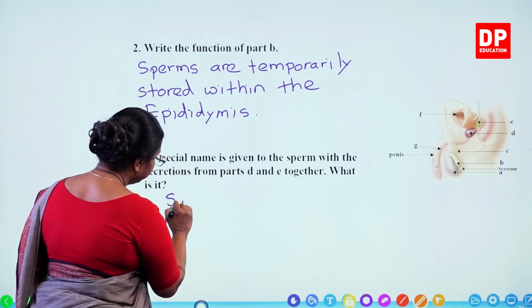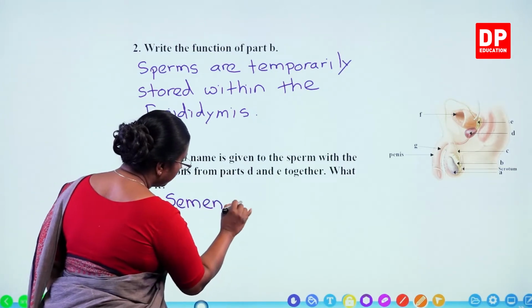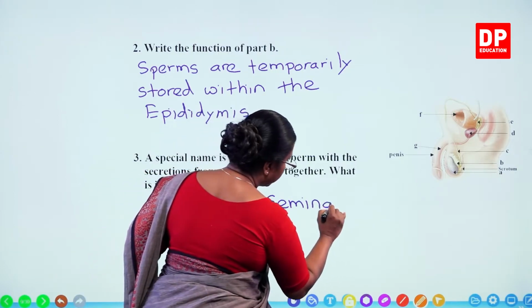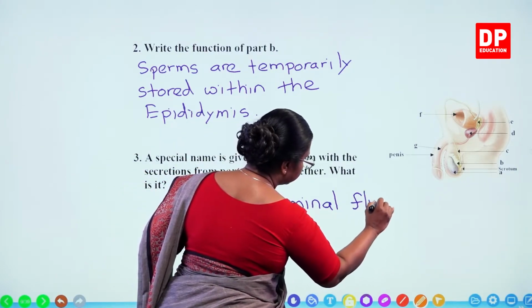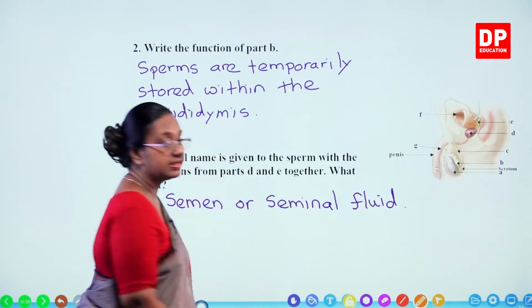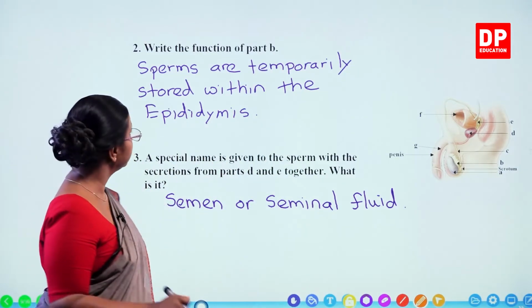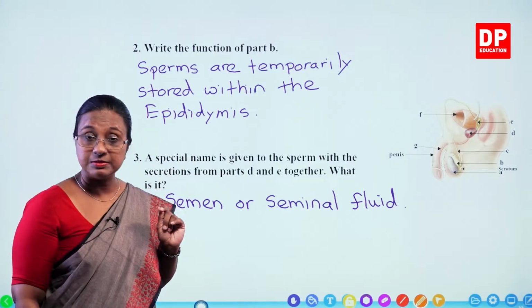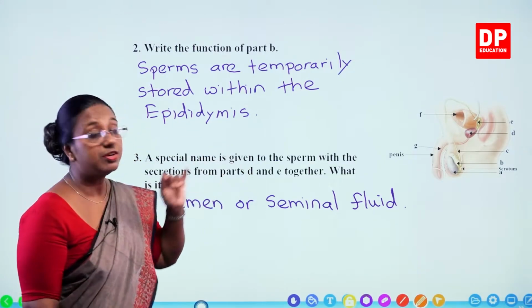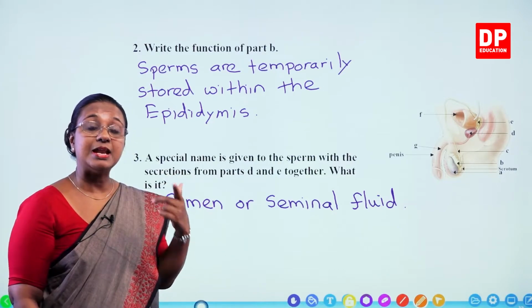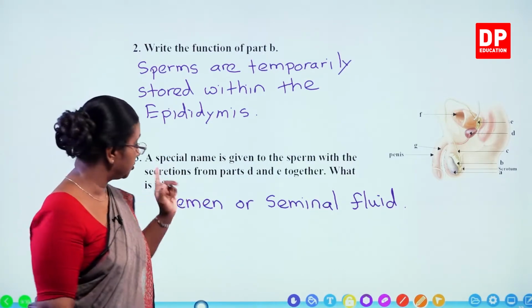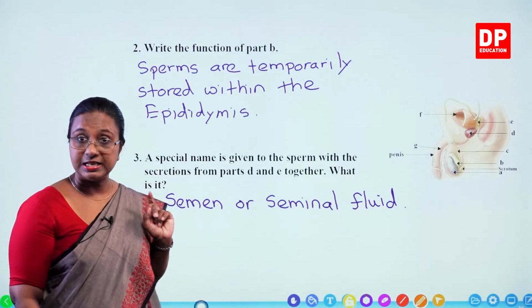So, semen or seminal fluid. Is that okay, students? So, the function of epididymis is to store the sperms temporarily, and the name given to the secretions of Cowper's gland, prostate gland, seminal vesicle along with the sperms is known as semen or seminal fluid.